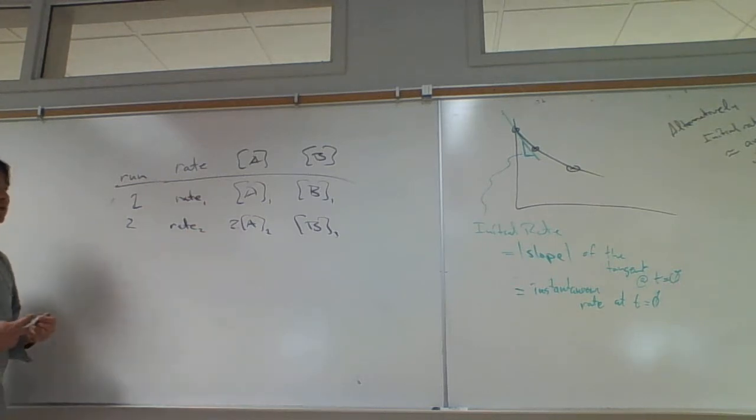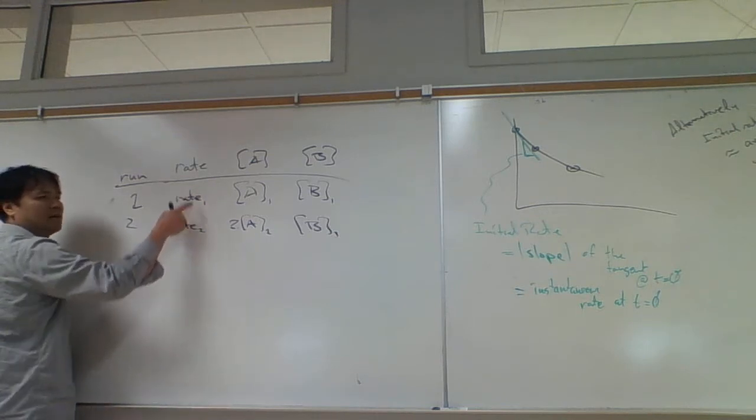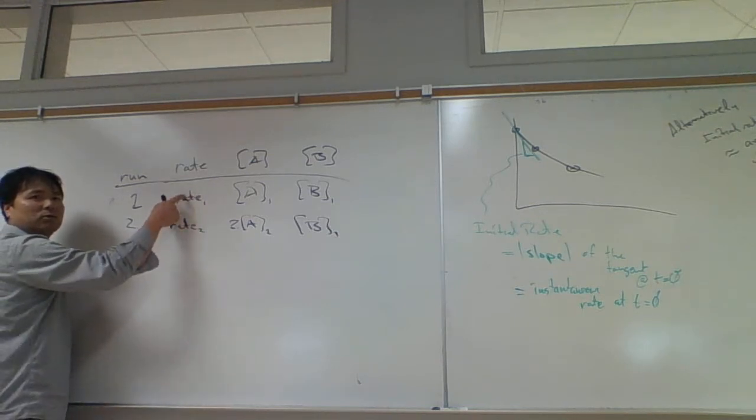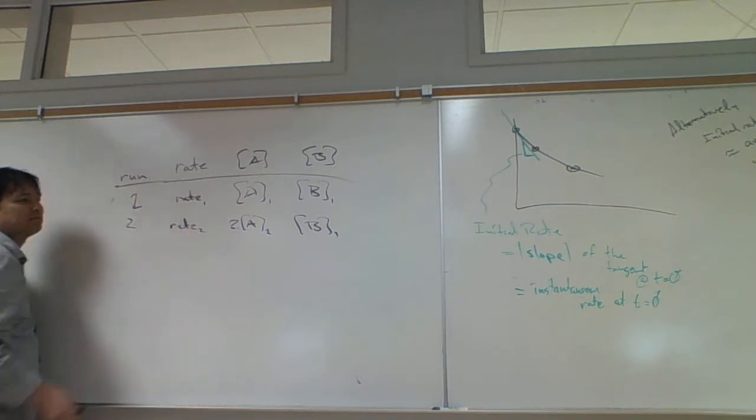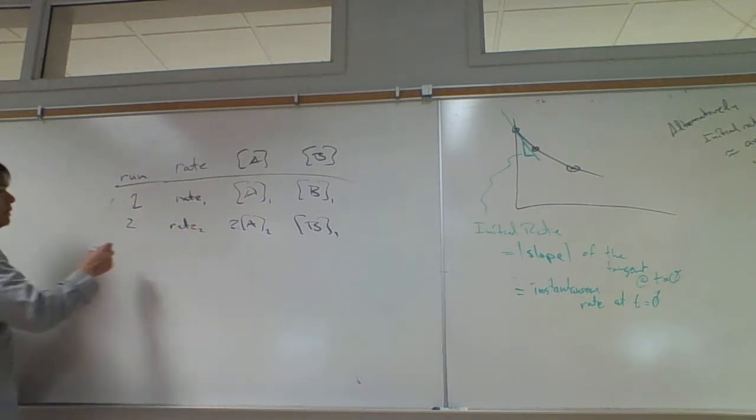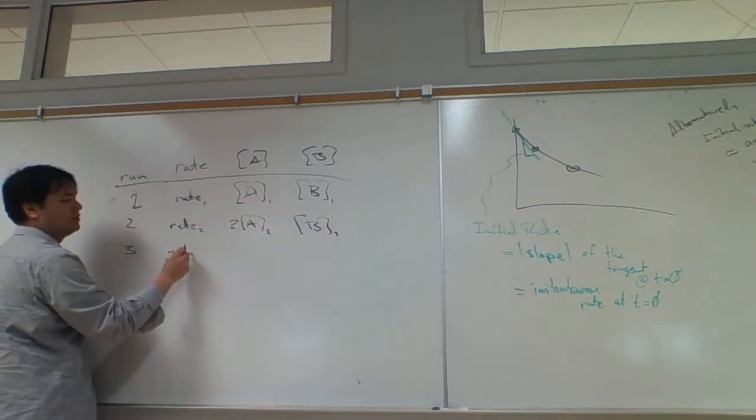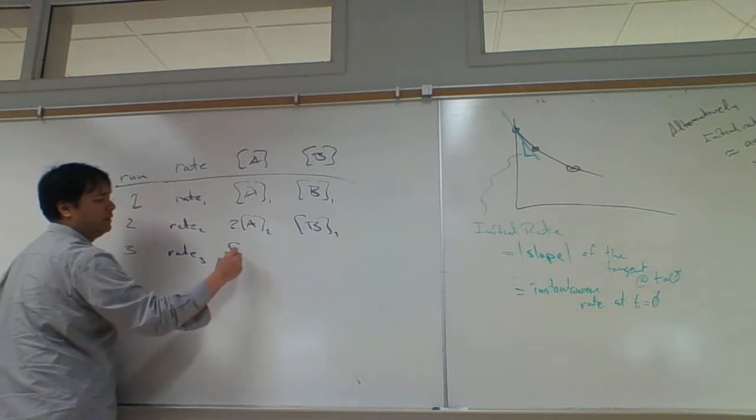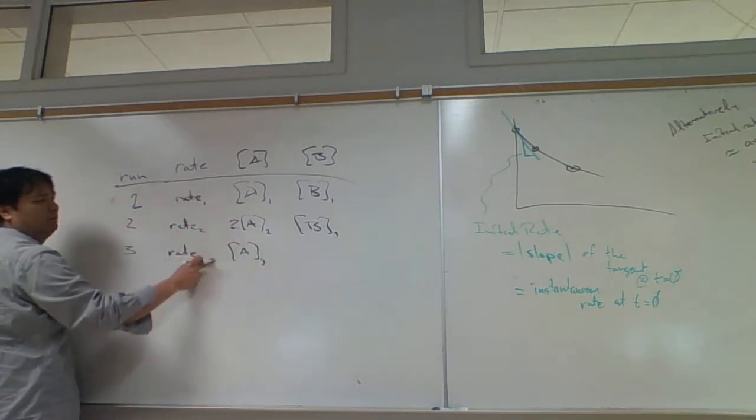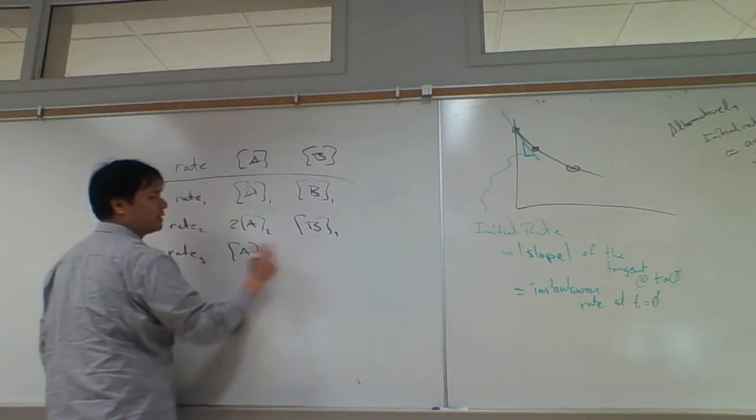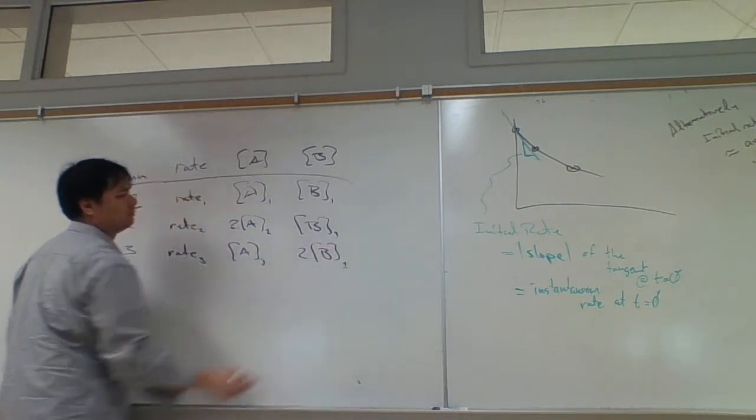And so with the method of initial rates, we just look at what happens to the rate. Did the rate stay the same? Did the rate double? Or did the rate quadruple? And that's it. And then we go on to figure out what B is, so we'll have to do a third experiment. For B, we leave A the same as run 1, so that's going to have no impact. And then we double B, so we make B twice as concentrated.